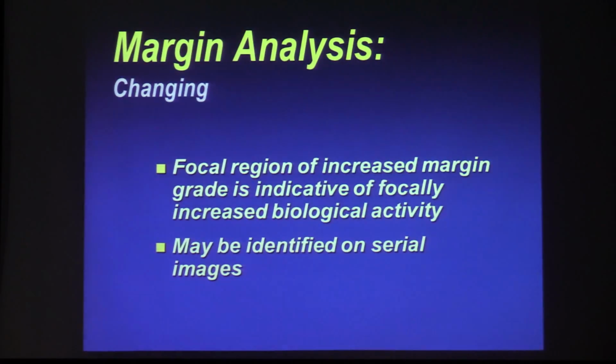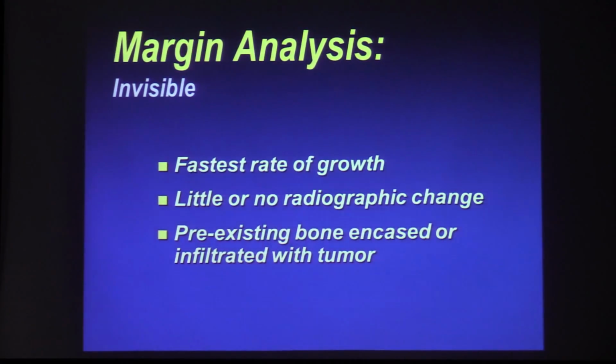And certainly when we have the changing margin, as we talked about before, it represents a focal area of increased biological activity, and we can see it on serial images, or as we saw before, on a single image. And here is a patient with a changing biological behavior, a patient with a medullary lesion. The anterior cortex looked pretty good, came in 7 years later, looked a little scalloped and a little osteolytic, and this was a low-grade chondrosarcoma arising in a previous enchondroma. Again, a key to a change in the biological behavior.